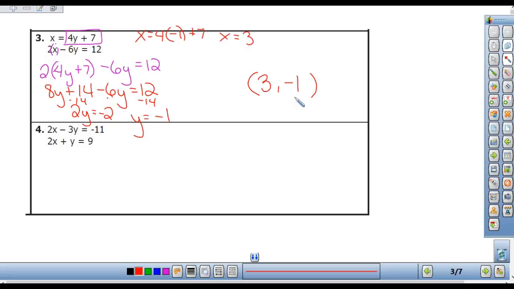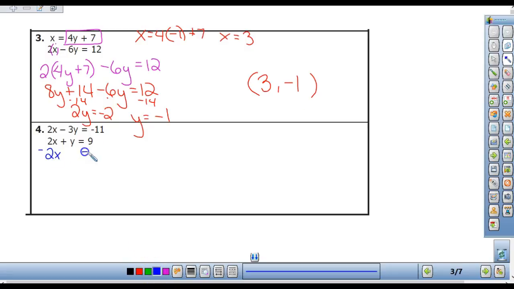Alright, so now on number 4. A few people are still on number 3, but in number 4, do I have x equals or y equals? I don't. Okay, so we need to get one of them to solve for. Which one do you think is going to be easier to solve for, the top one or the bottom one? The bottom one, because I already have just a plain old y in the bottom, right? So what do you think we're going to solve for in the bottom one? Y, yeah. So how am I going to solve for y in the bottom one?